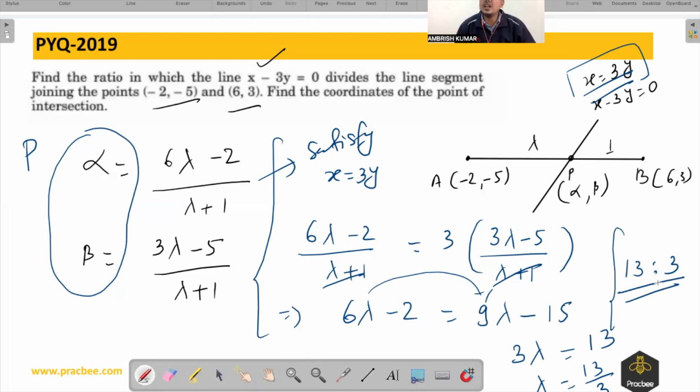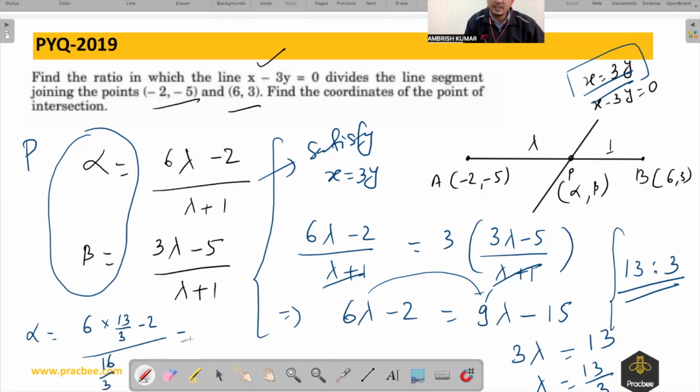Now what we have to do here, we have to find the value of the point of intersection. Means you just need to put the value of lambda in alpha and beta. So just put here and get the value of alpha and beta. So alpha is going to be 6 times lambda, where lambda is 13 by 3, so 13 by 3, -2, by lambda + 1. So look, just a second. 13 by 3 + 1. So 13 + 3, 16 by 3.